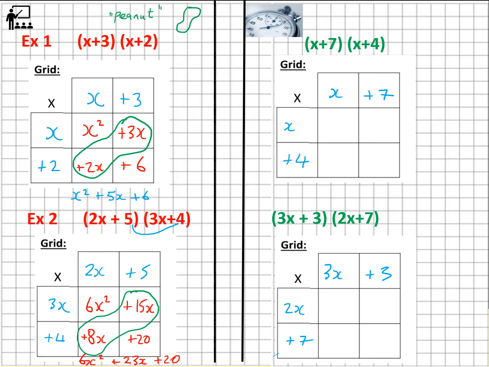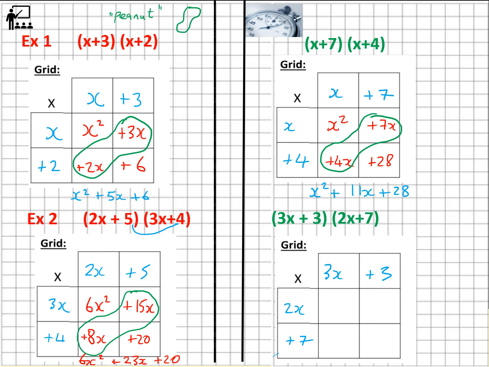So we're going to multiply x times x, it's x squared, x times 7 is 7x. 4 times x is plus 4x, and 4 times 7 is 28. We collect our like terms. So we have our peanut method. And then our answer is x squared plus 11x plus 28.